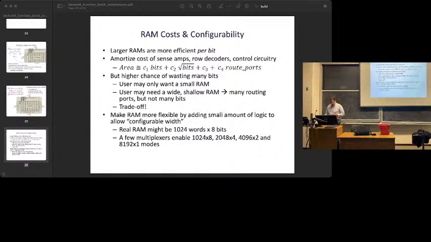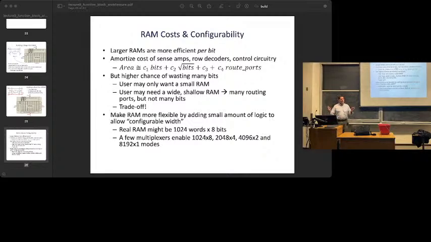You also, it's not just about how many bits are in the RAM. I need a certain number of bits to store all my words, but I might want wide words, maybe 128 bits wide, because my data path is 128 bits wide, and I need to feed it a new 128-bit word every cycle. If you make a RAM that can't accommodate that, it has enough storage to store all my 128-bit words, but it doesn't have enough inputs and outputs.